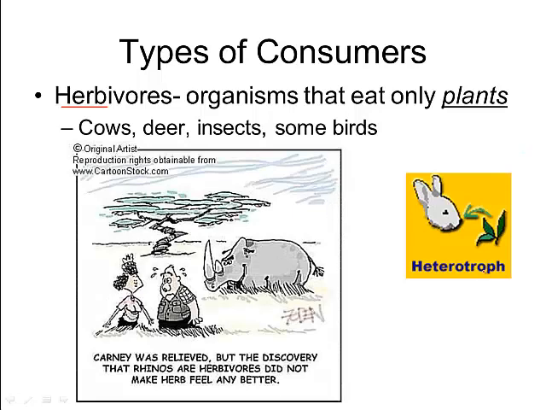Okay, I always like this comment. It says, Carney was relieved by the discovery that rhinos are herbivores and not meat eaters. Did not make Herb feel any better, because his name is Herb and he's a herbivore. No, yeah, no. All right, anyway.